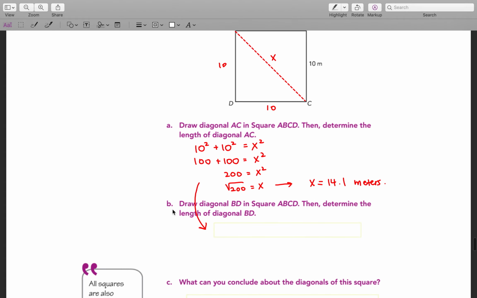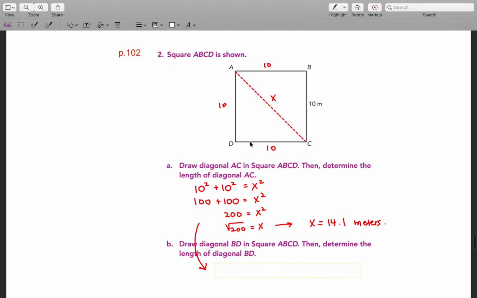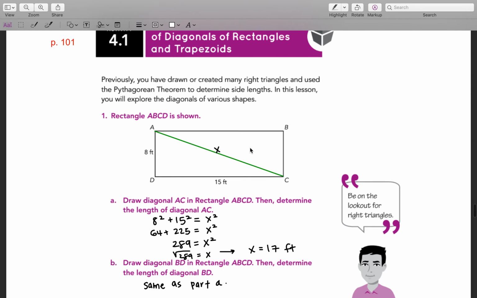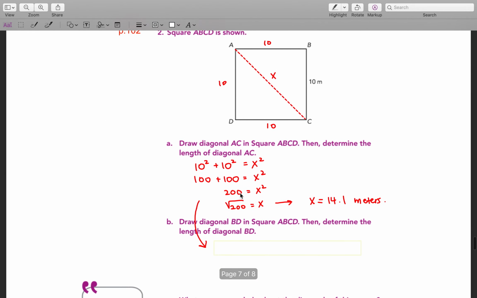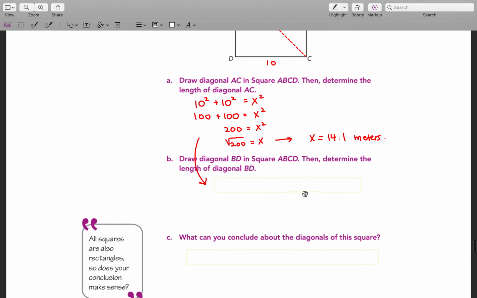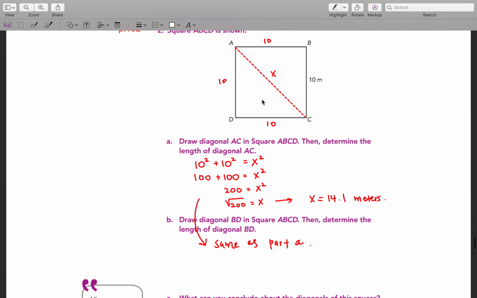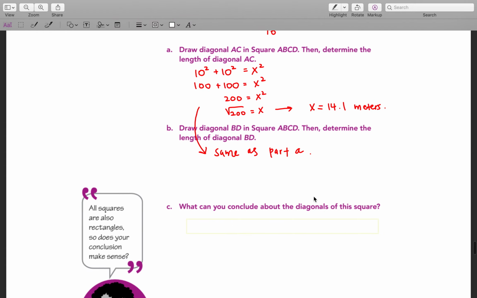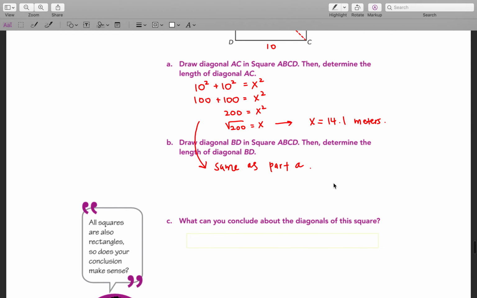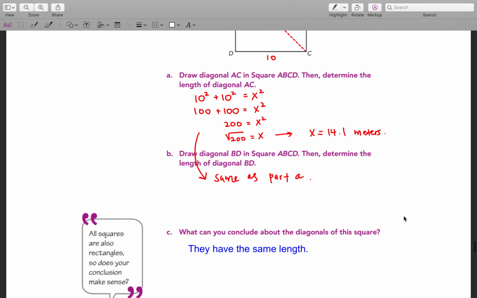All right, so for part B, it says draw a diagonal BD right here. Same thing for this. It would be the same way as for part A. Because we're still sharing that same 10 and 10, the measurement for this diagonal will also be 14.1. So it'll be the same as part A, which is 14.1 meters for BD as well. So what can you conclude about the diagonals of this square? They are the same. They have the same length.